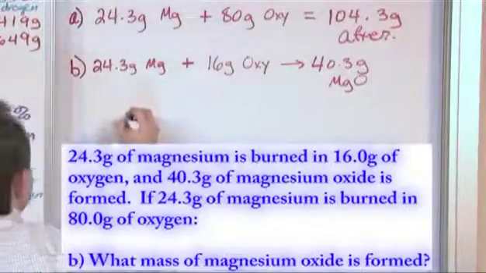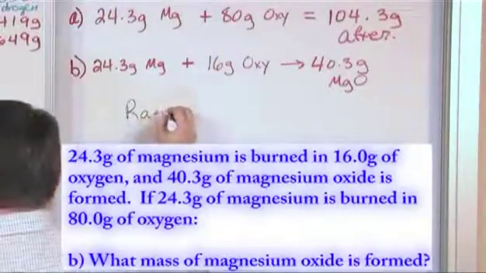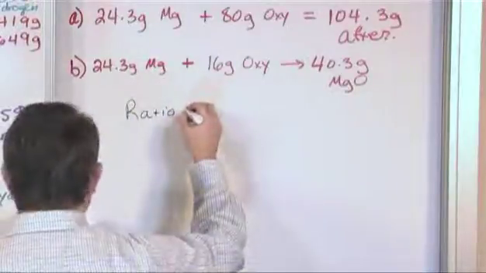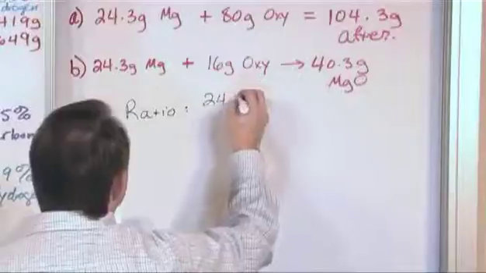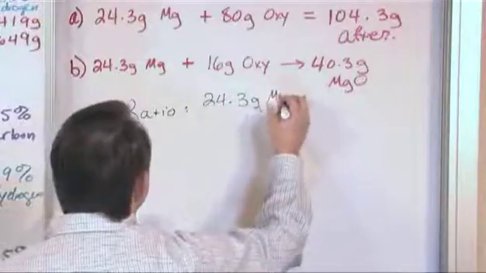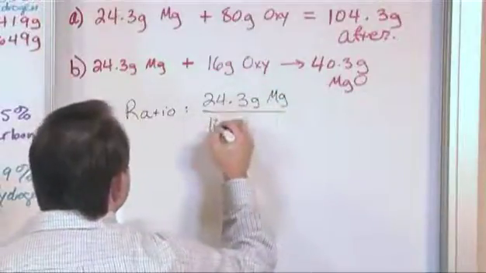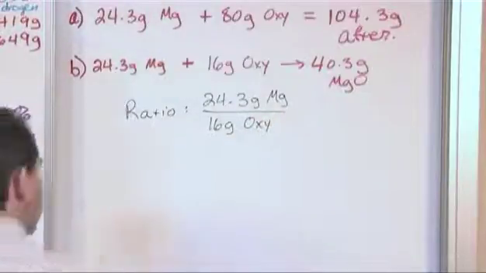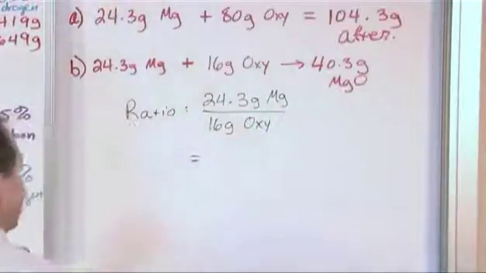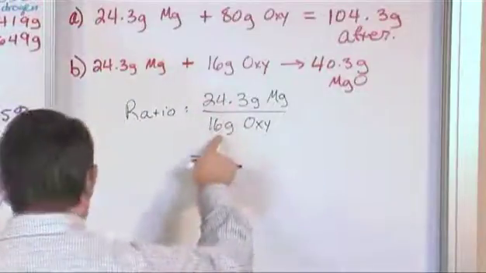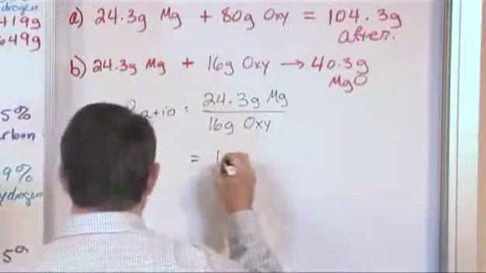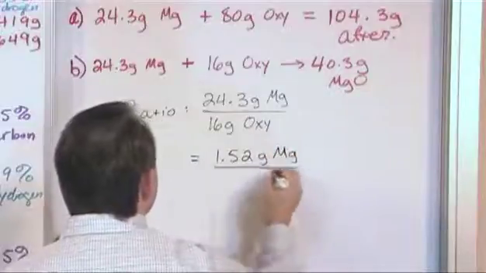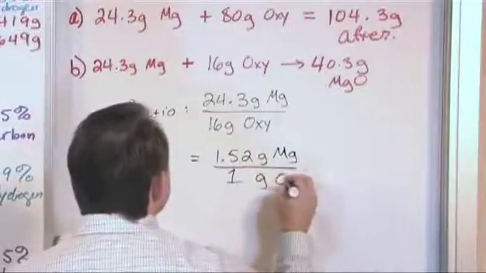So the ratio of magnesium to oxygen needed in this reaction is 24.3 grams of magnesium combining with 16 grams of oxygen. And so what this is going to be, when I do this division, 24.3 divided by 16, is going to give me 1.52 grams of magnesium for every 1 gram of oxygen.